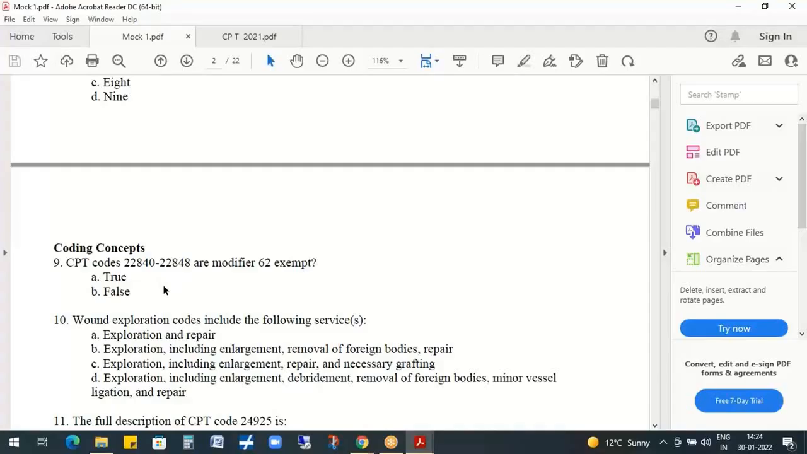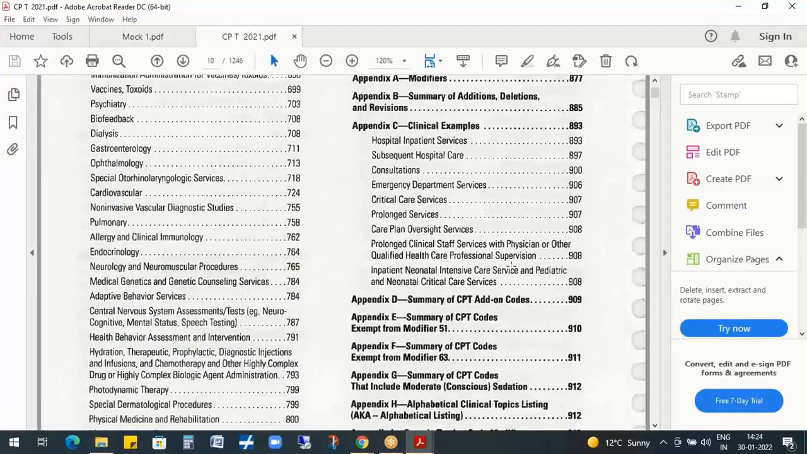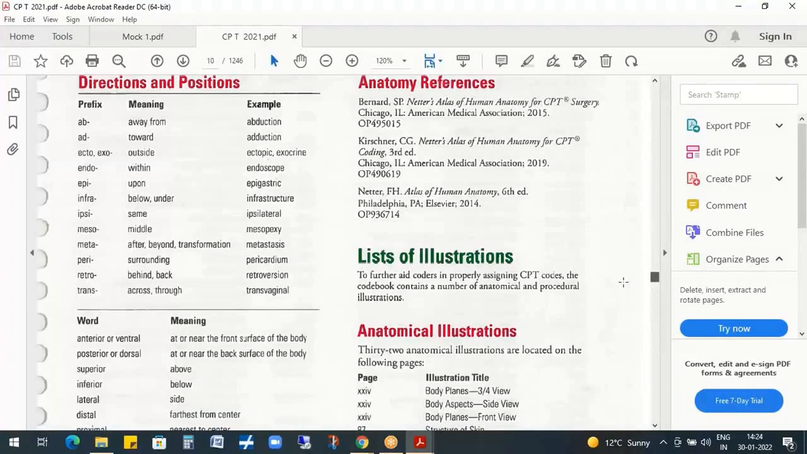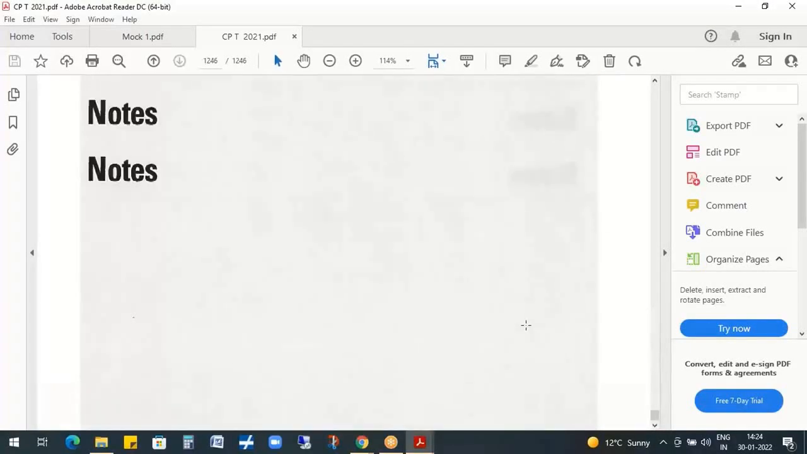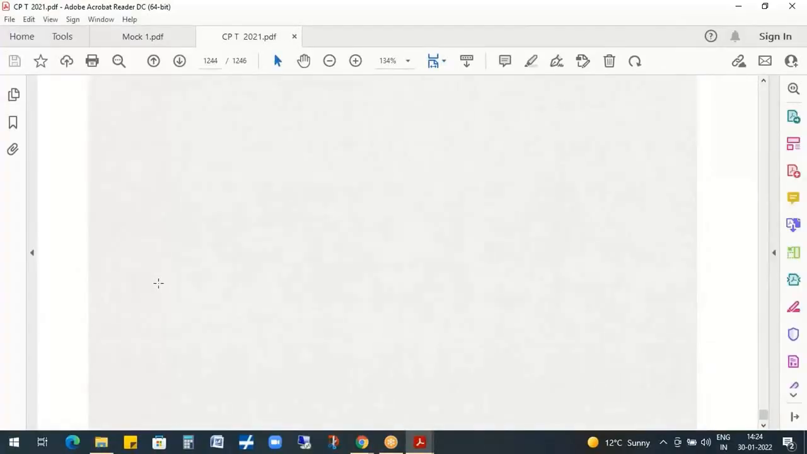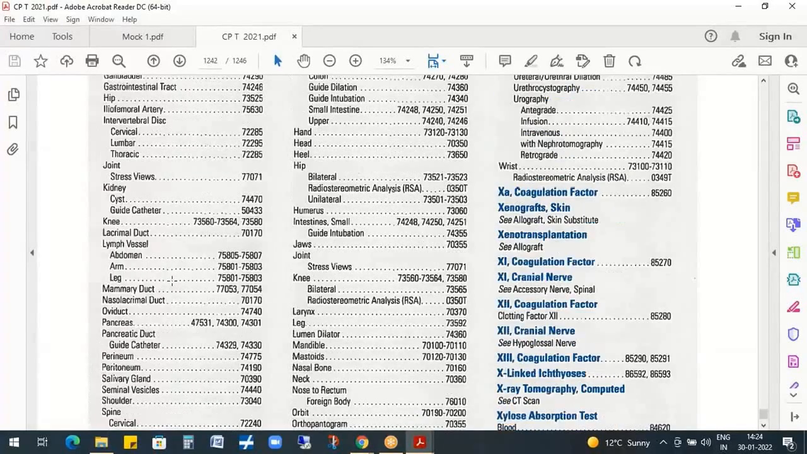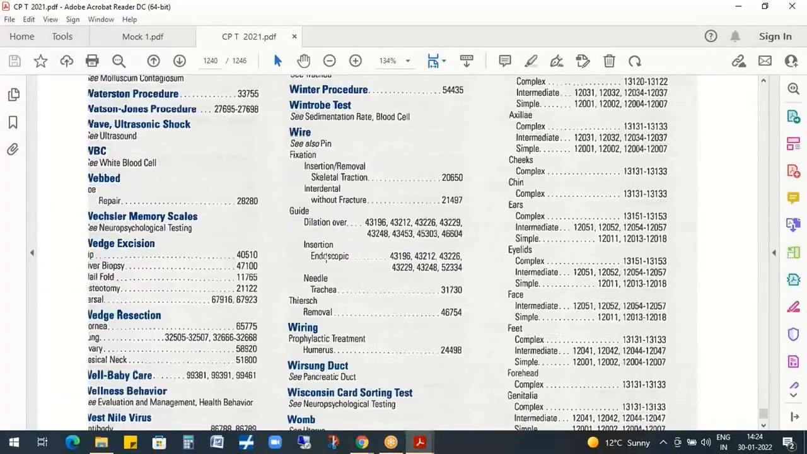Definitely from there you will get the answer. Next one, wound exploration. How you can get wound exploration in the exam: if you don't know where you will get the scenario, directly in the CPT book, the index will be there at the end. In that index you will find the term wound exploration. From there you will get the answer.